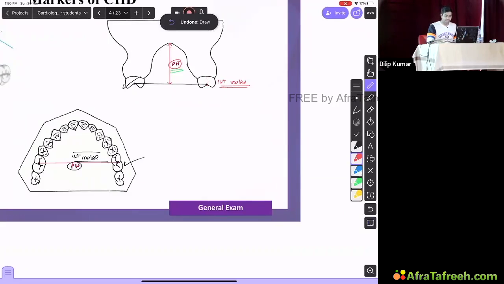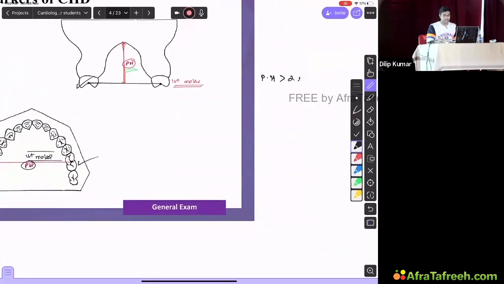And generally your palatal height is there, no? The roof of the palate, the vertical measurement, the palatal height that you have measured should be less than 2 times the height of the teeth. Suppose your palatal height by this measurement is more than 2 times the height of the teeth that you are using to measure, that is considered as high arched palate.